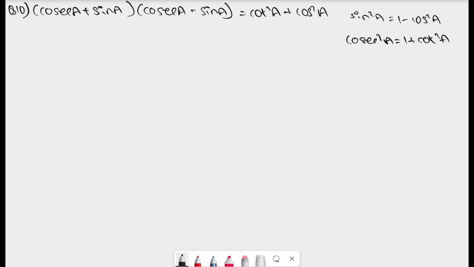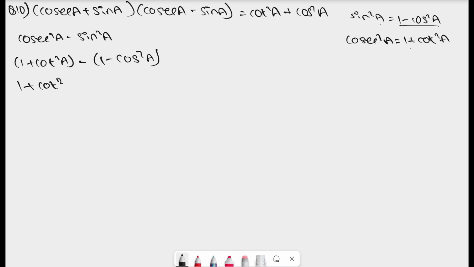First, it is in the form of A plus B into A minus B, which can be written as A square minus B square. That is cosecant square A minus sin square A. Replace this cosecant square A with 1 plus cot square A. So here I'll write 1 plus cot square A minus sin square A, which can be written as 1 minus cos square A. Now simplify this, we'll get 1 plus cot square A minus 1 minus of minus plus cos square A. This plus 1 minus 1 gets cancelled. Now here we are remaining with cot square A plus cos square A, which is our RHS value.